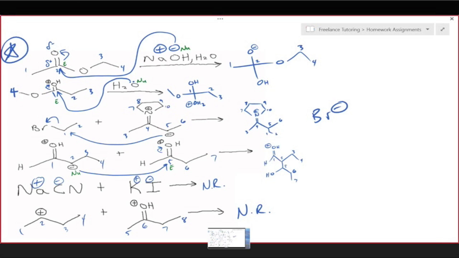All right, it's good that you saw the next one was no reaction, because what role would the cyanide want to play in a reaction? Nucleophile. And what role would the iodide want to play? Also nucleophile. Do nucleophiles react with nucleophiles? Nope. What do nucleophiles react with? Electrophiles. So that reaction would be no reaction.